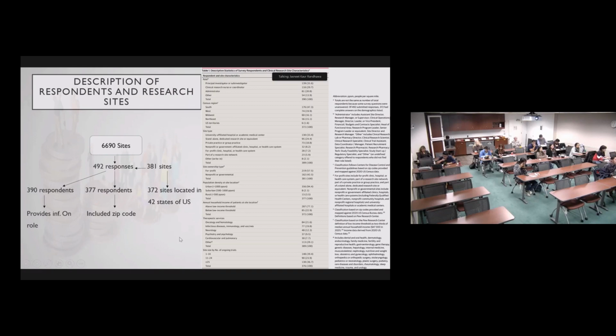Similarly, the categorization was also done according to the therapeutic services provided by those sites, and it has been seen that the sites who were working on oncology and hematology did participate in the trial most often as compared to the other ones.